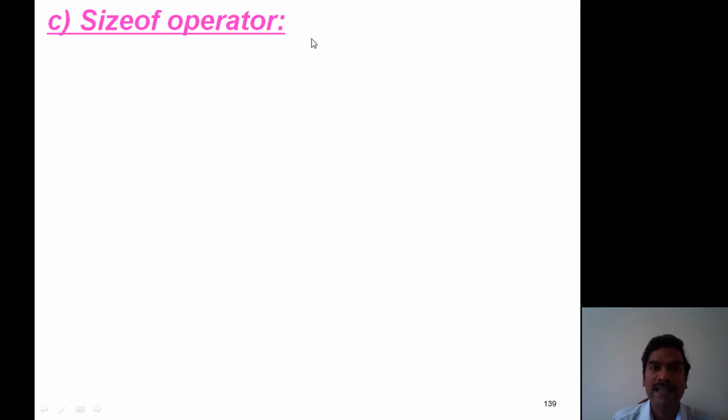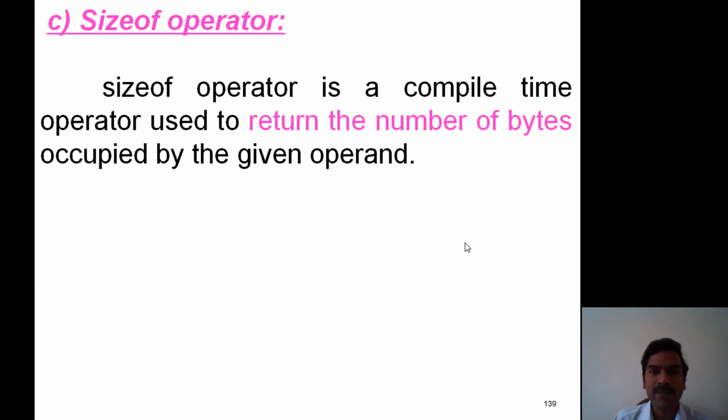This one, sizeof operator. This is an important one. Sizeof operator is used to return the number of bytes occupied by the given operand. So for each and every operand, the compiler allocates a sufficient amount of memory. If users are interested to know the number of bytes, then we use the sizeof operator. Sizeof operator is a compile time operator.